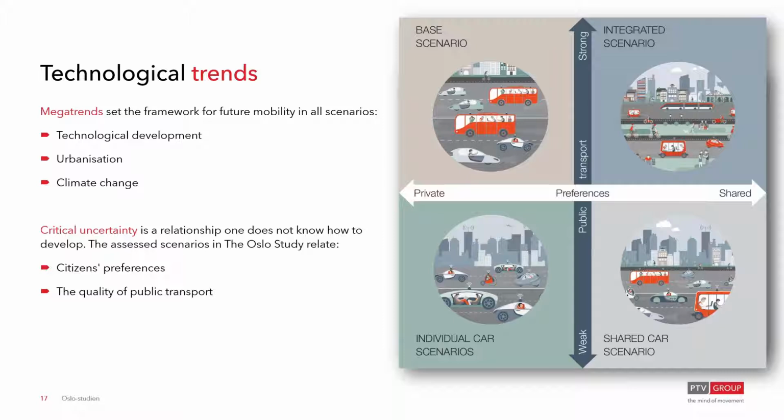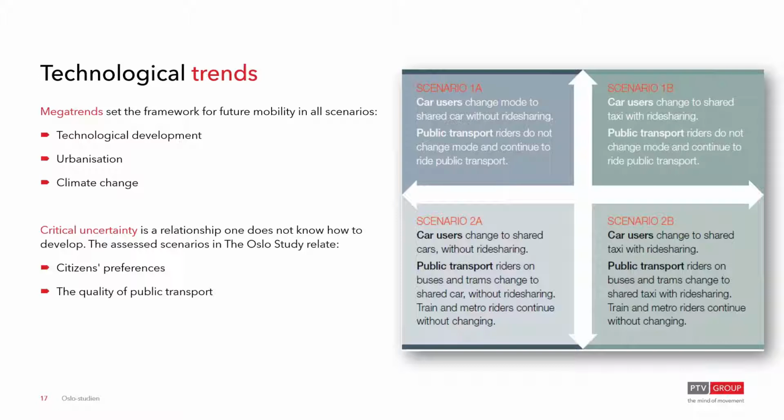So this graph we've got here on the right is looking at two critical uncertainties. One is the citizen's preference, which is the horizontal axis, and this is showing the level of ride sharing. Do you want to be private, so not sharing, or are you happy to share? The vertical axis shows the market strength of public transport. Do we want to travel by public transport, basically? So if you put those two axes together, you can create four scenarios. We've labeled them 1A, 1B, 2A, and 2B.